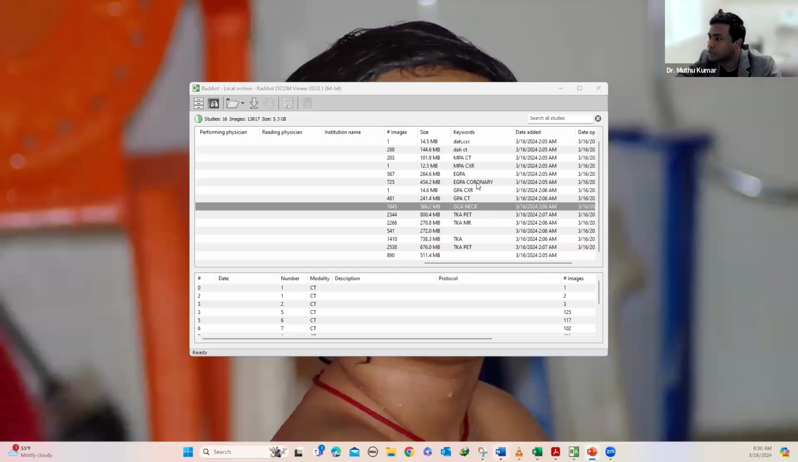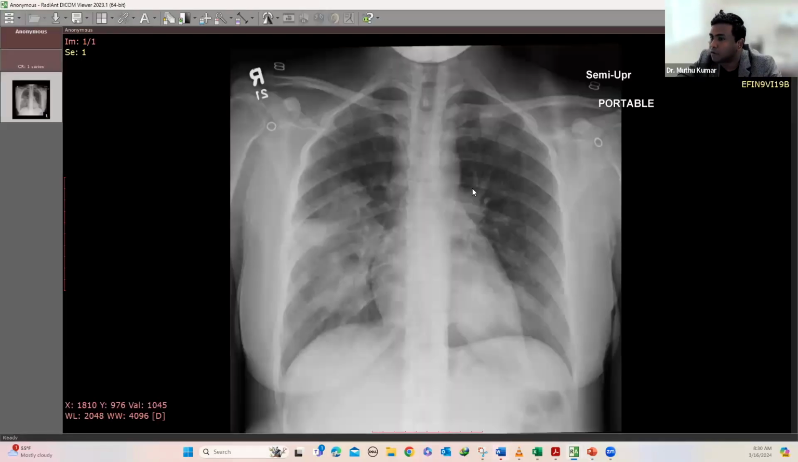The next one is, this is a 35-year-old female presented to the emergency department with hemoptysis. Right off the bat, you can clearly see there are scattered areas of air space disease in bilateral lung parenchyma, but more predominantly on the right lung, centered around the perihilar and infrahilar region. There is a mass-like opacity with a central lucency within it.